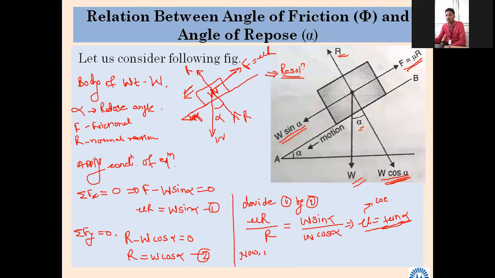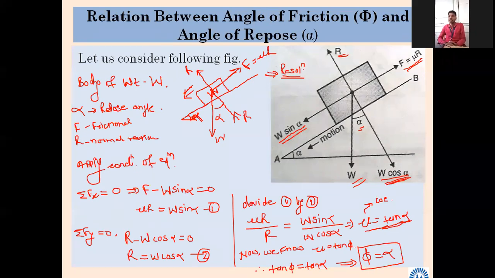Very good. So we know mu is equal to tan phi. So what will happen? Tan phi is equal to tan alpha. What will come finally then? Tan phi equal to tan alpha. याचा अर्थ काय झाला? What is the meaning of this? Phi is equal to alpha. Phi is equal to alpha finally. So this is the relation: phi is equal to alpha.